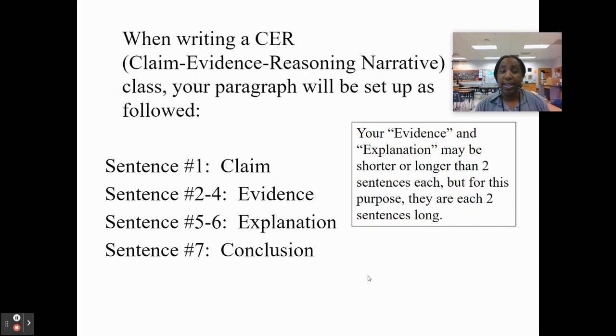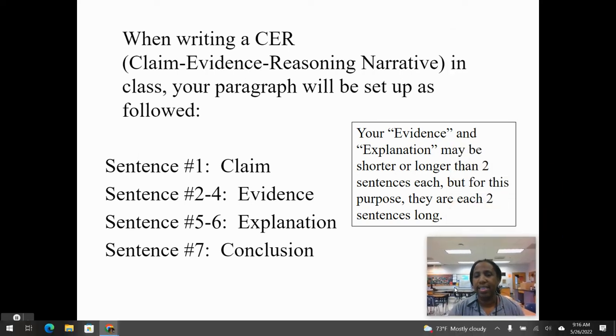Now, when writing a CER, this is your basic formula. I am not saying that this is the only way that you can do this, but typically this is how they're set up. Your first sentence is going to be your claim, your answer to that driving question. In some cases, your driving question can be your opening sentence, and then you write your claim. Typically your evidence is 2 to 4 sentences. Then your explanation is another 2 sentences, and then you'll write your conclusion.